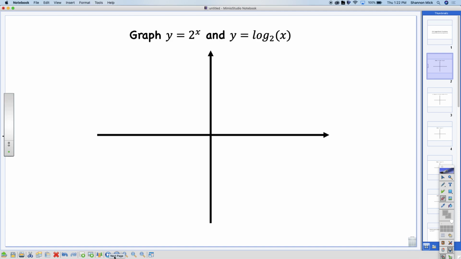You know that an exponential function goes through (0, 1), and it goes up. So we're going to plug a few points in so we can get them. If I plug in -1 to 2 to the x, what do I get? 1/2. If I plug 0 into 2 to the x, I get 1. If I plug 1, I get 2. If I plug 2, I get 4.